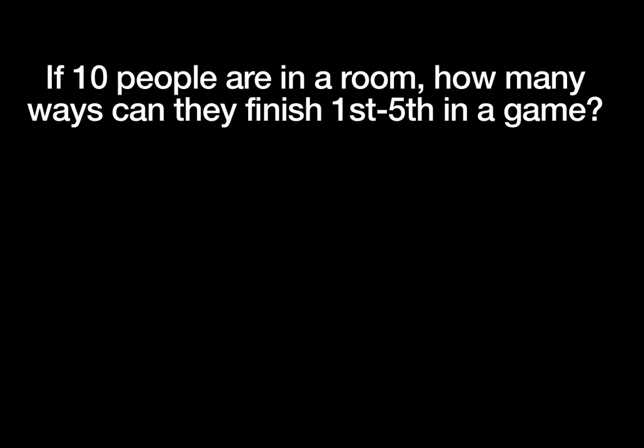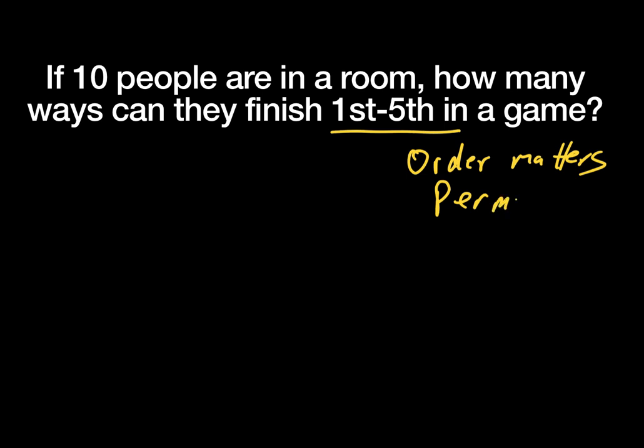All right, and then this was from, I think, just the last time we got gathered for class. When I have 10 people that come into a room, how many ways can they finish first through fifth place in a game? So finishing first through fifth means order matters, which means this is a permutation.